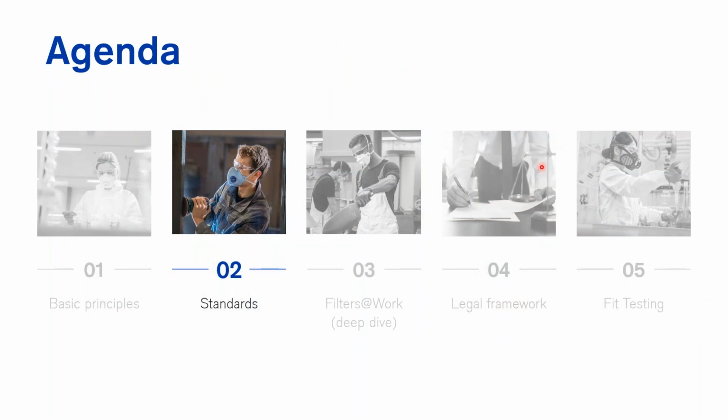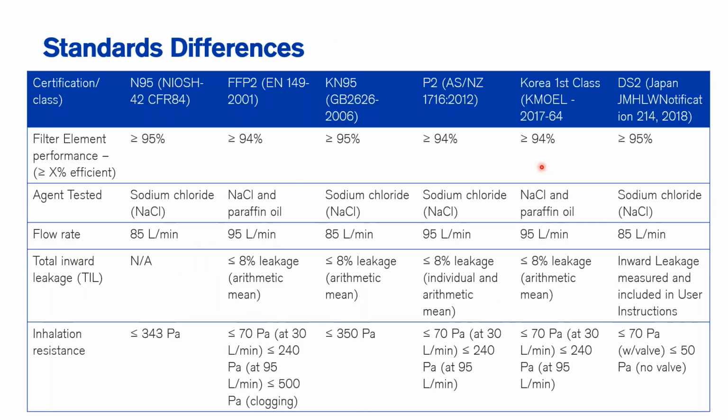So next we'll touch a little bit on the standards across the world. As you can see on the table, I listed the standard approvals between the regions. We have NIOSH N95, which is from the US, FFP, which is from Europe, KN95, which is from China, P2 from Australia, and also Korea and Japan.